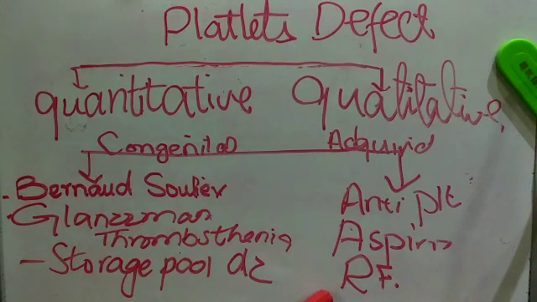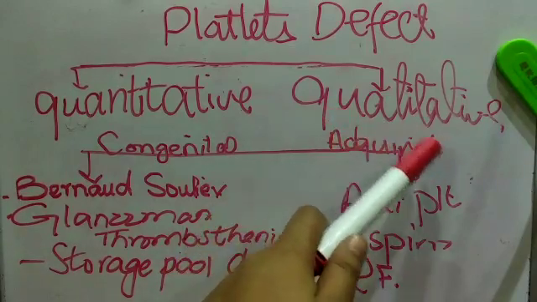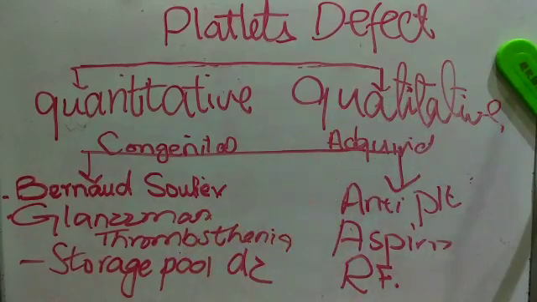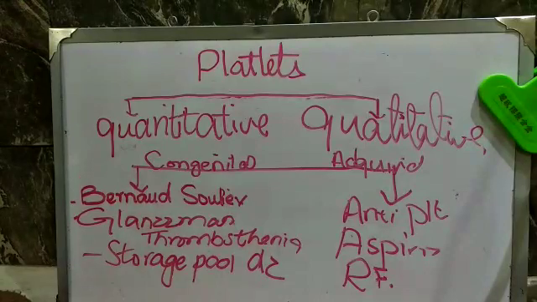Second is renal failure. In renal failure, there is uremia, and the serum urea level will increase. The etiology we don't know, but it is written in the books that renal failure can lead to qualitative platelet defect.